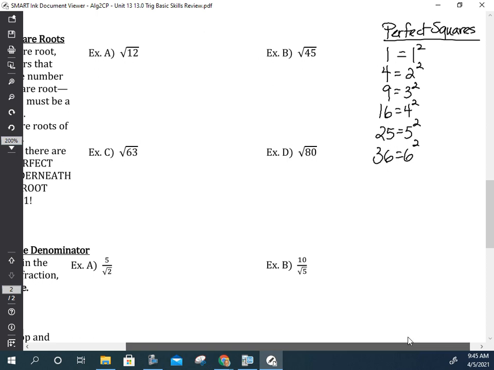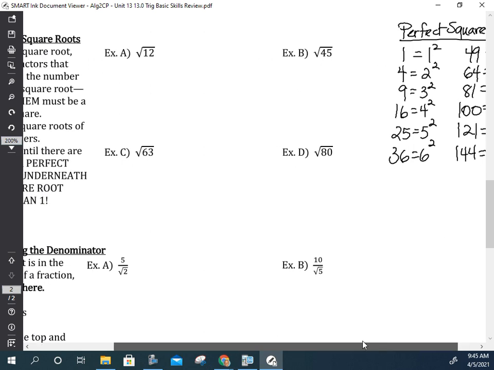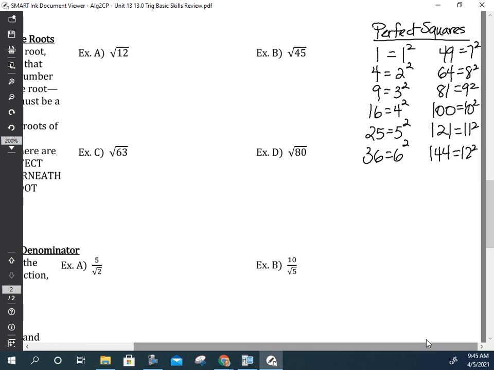The other ones that are members of the first 12, you have 49, 64, 81, 100, 121, 144. So that's the first 12. At minimum, you should know the first 12. So when we break down square roots, we don't use the number 1, because 1 divides into everything.